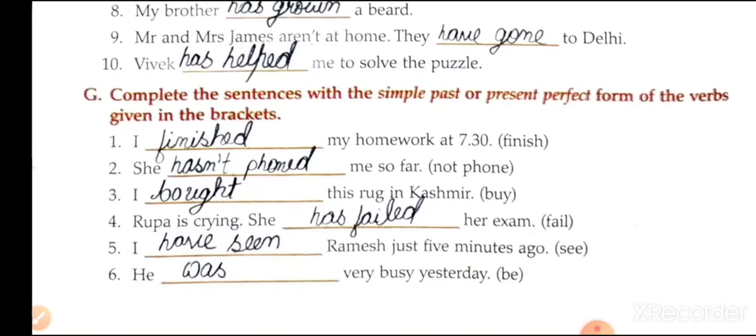Complete the sentences with the simple past or present perfect form of the verbs given in the bracket. I finished my homework at 7:30. He hasn't phoned me so far. I bought this rug in Kashmir. Rupa is crying. She has failed her exam.